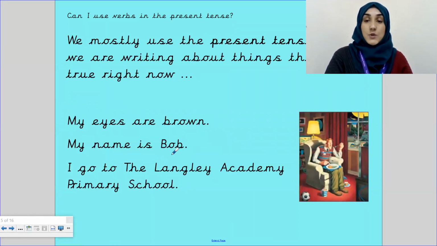We mostly use the present tense when we are writing about things that are true right now. For example, my eyes are brown. My name is Miss Baig. It's not Bob. I go to the Langley Academy Primary School.